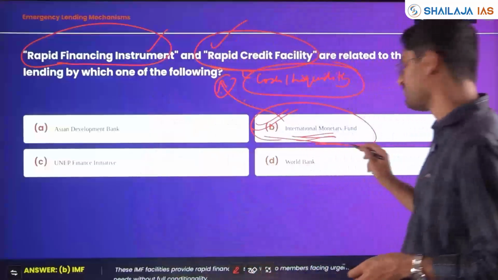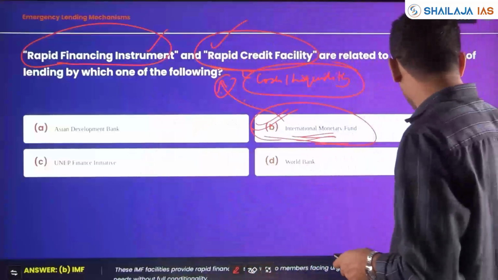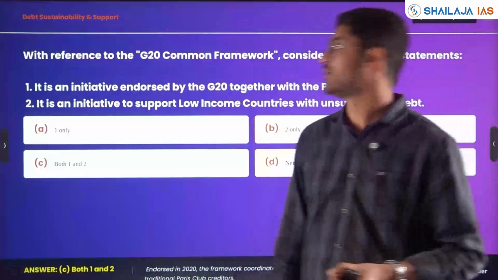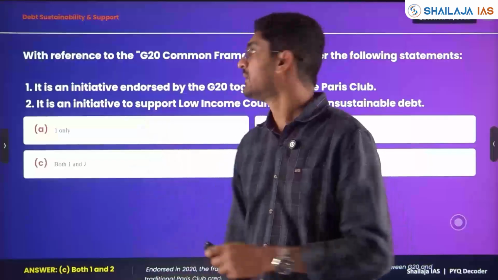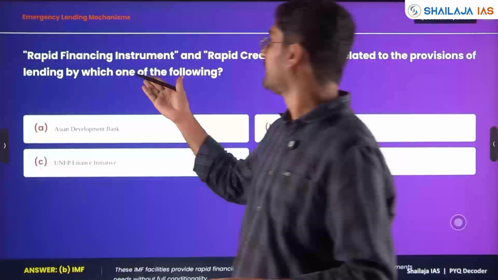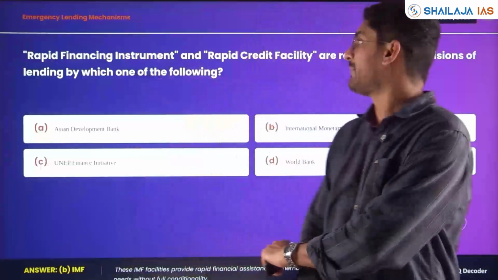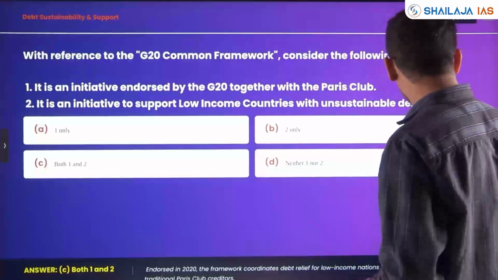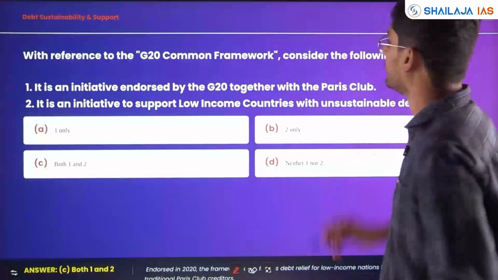Here, International Monetary Fund. To overcome balance of payment issues, during COVID time, the IMF brought the Rapid Financing Instrument and Rapid Credit Facility. Again, with respect to the G20 Common Framework, a question has been asked in 2022.